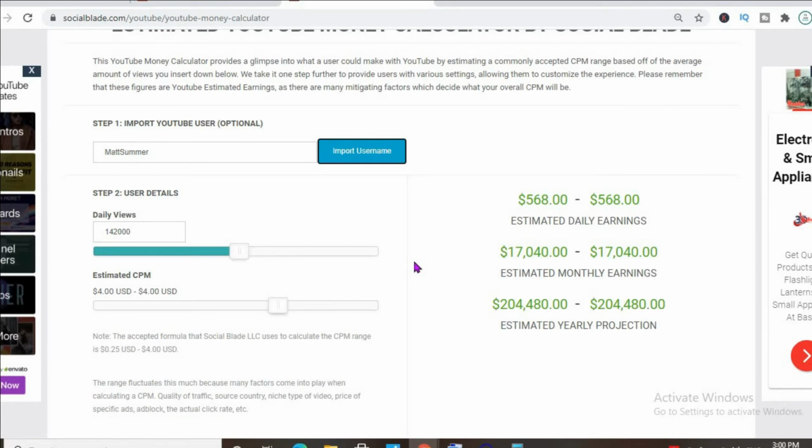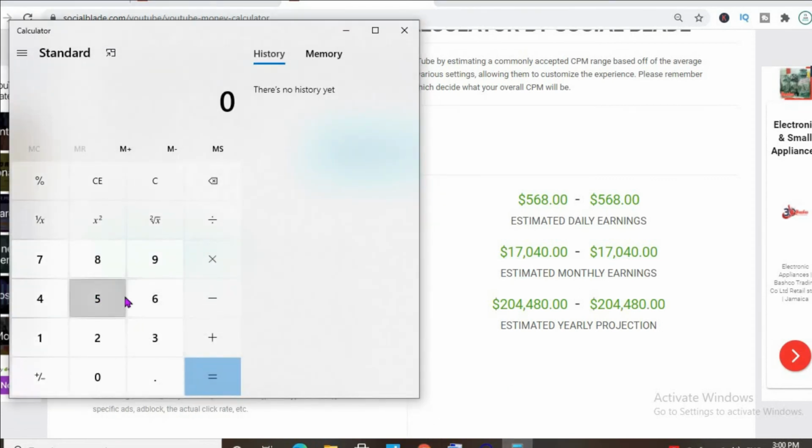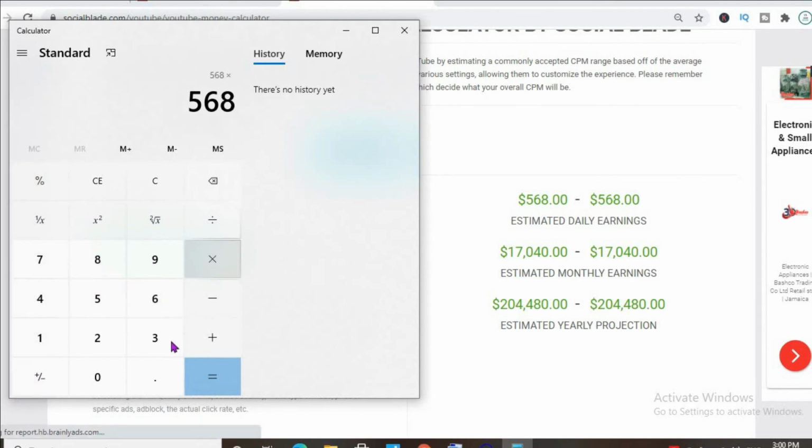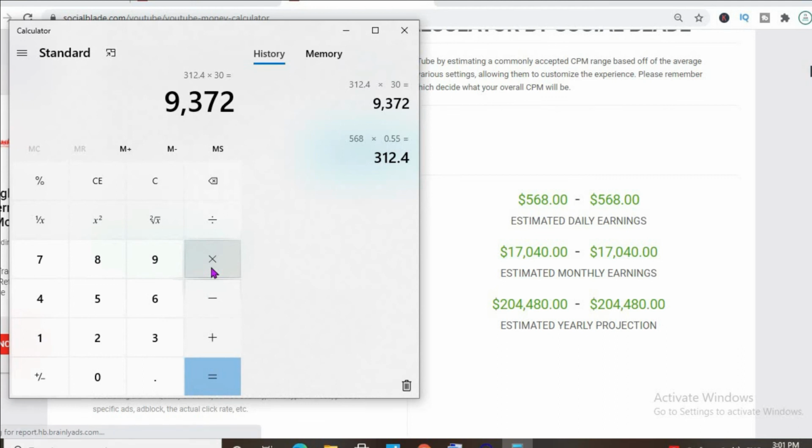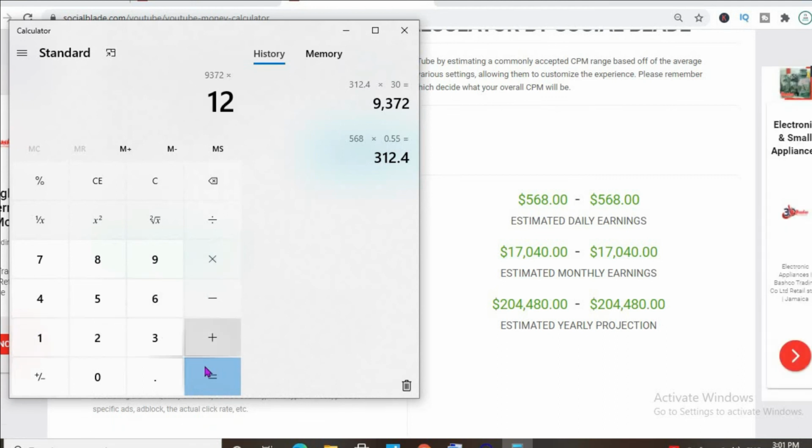But with at least 1 ad break per video and an estimated CPM of $4, and their daily view count being 142,000, they'll be earning $568 per day. But this is before YouTube takes their cut of 45%, which will leave them with $312 per day, and for the month they'll be earning $9,372, and for the year $112,464.